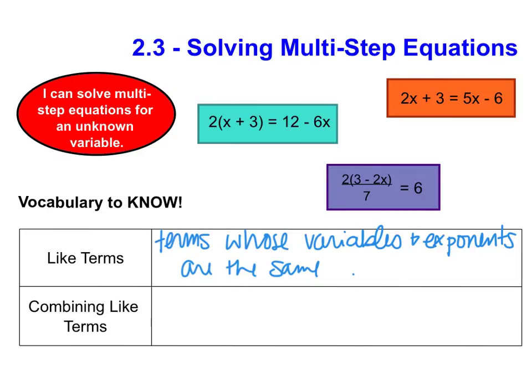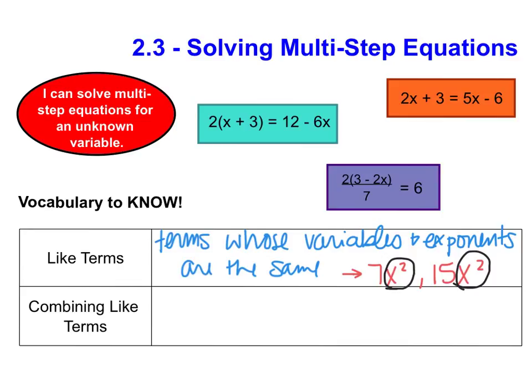Like terms are terms whose variables and exponents are the same. So an example of two like terms would be 7x squared and 15x squared. Notice that both the variable and exponent are the same. They're both an x squared, hence they're like terms.